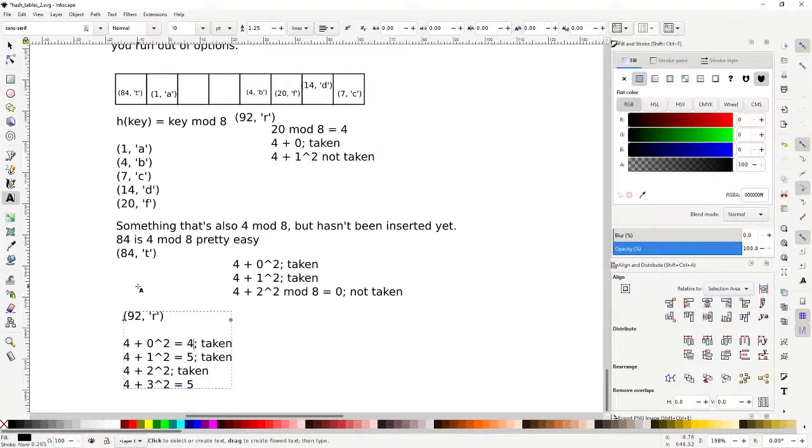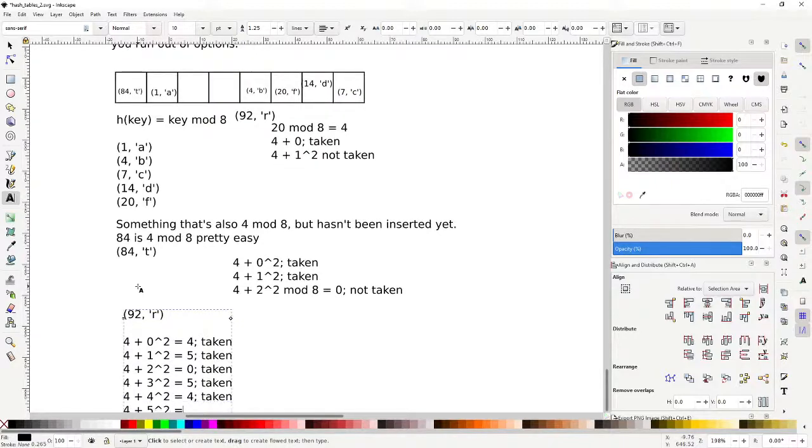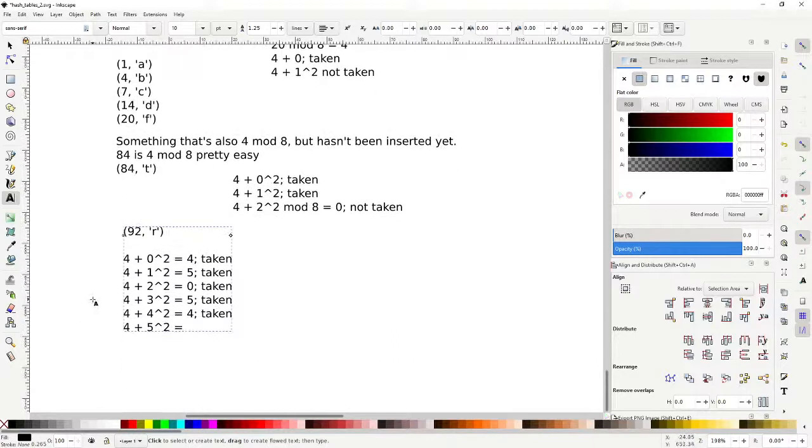This is equal to 4. This is equal to, I guess, technically 0. But that's a repeat, so it's taken. 4 plus 4 squared, so 4 squared is 16, so that's 4, taken. 4 plus 5 squared equals 25, which is 1 mod 8, so this is equal to 5 again, taken, right? 4 plus 6 squared, so 36 plus 4 is 40, that's equal to 0 again, taken.